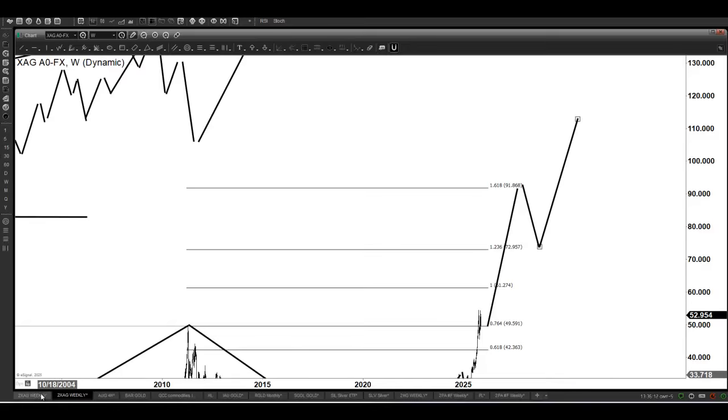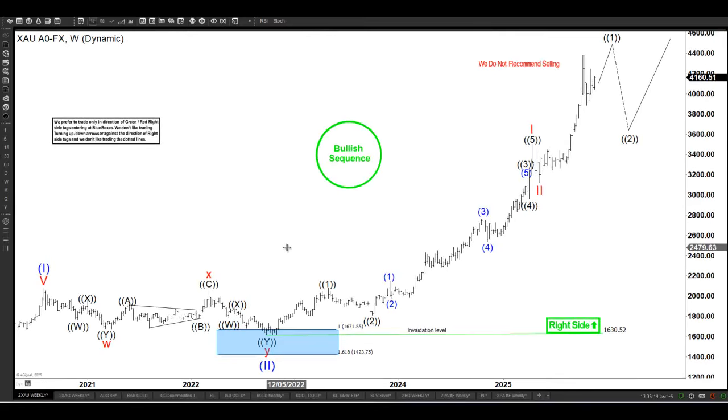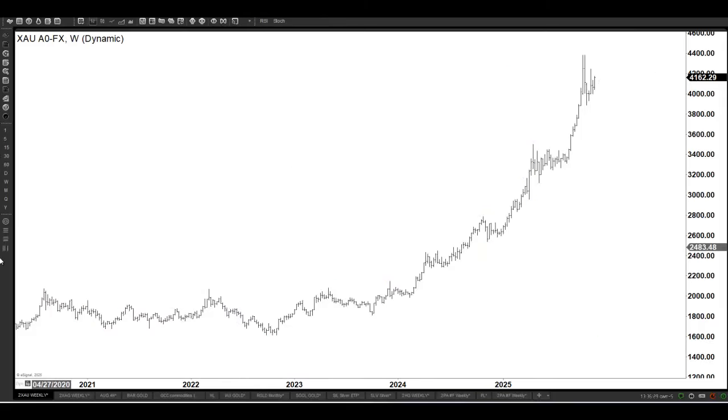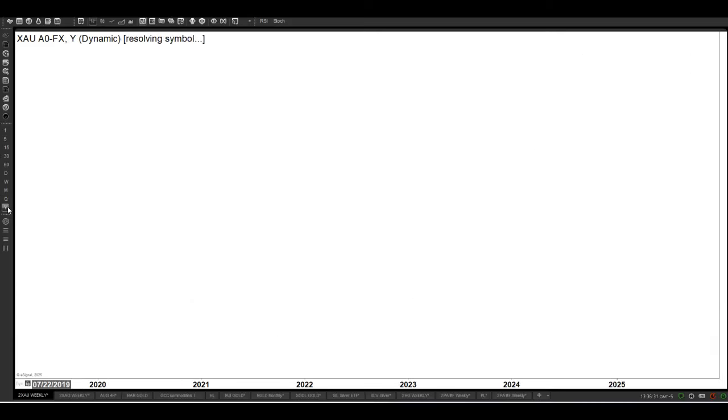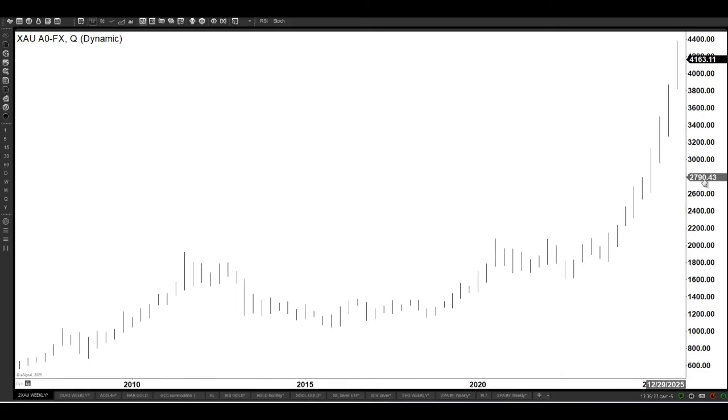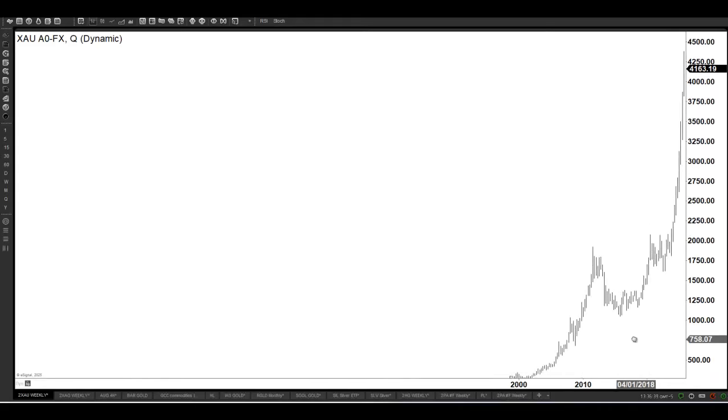And gold, right here, we nailed this buy. Members know that. We nailed that buy. And gold is leading silver. This is the grand super cycle gold, right here.